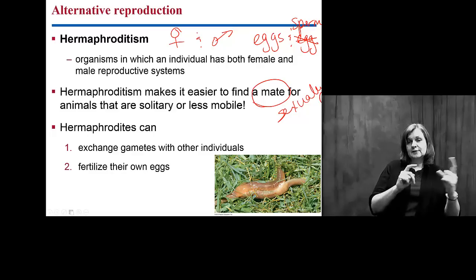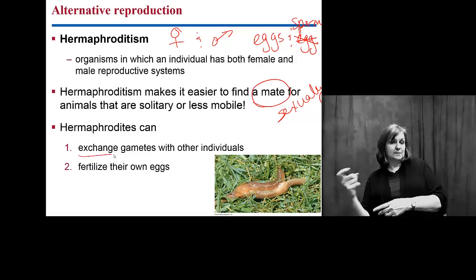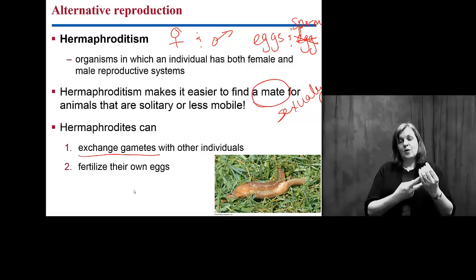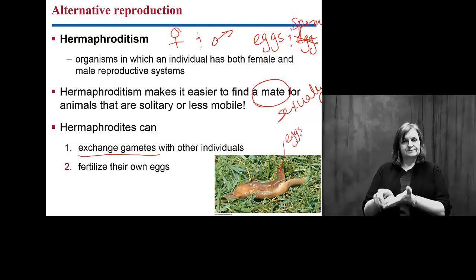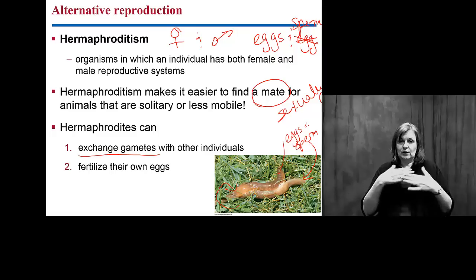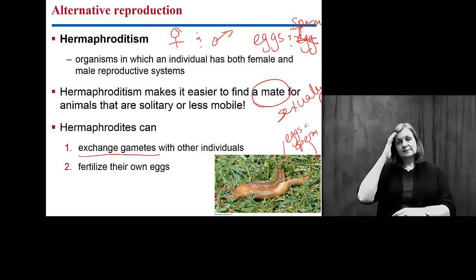So, when they do find a mate, it's best for the population if they can actually exchange gametes with the other individuals. So they're actually going to exchange both eggs and sperm with the other, in this case, earthworm. So earthworm number 1 is going to give eggs and sperm to earthworm number 2 and vice versa. Okay? So this means that they have actually exchanged full complements of genetic material and will produce offspring that are a combination of both earthworms.